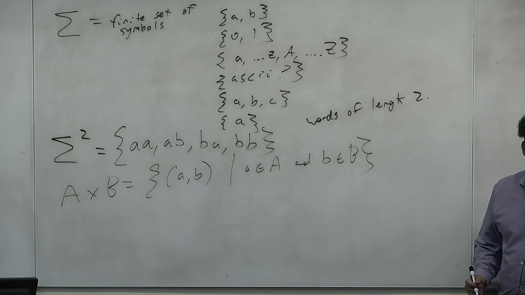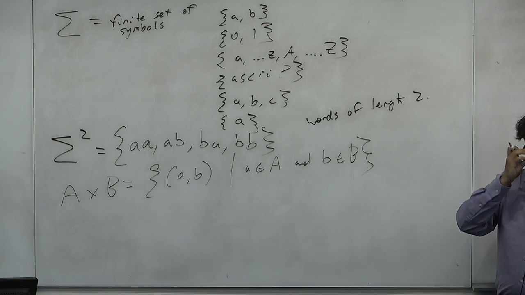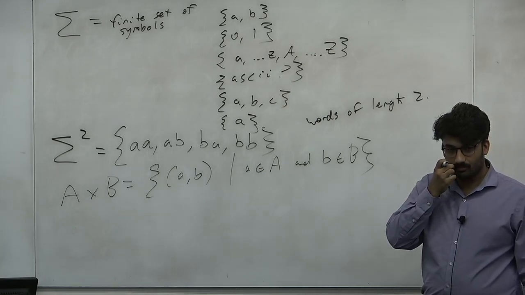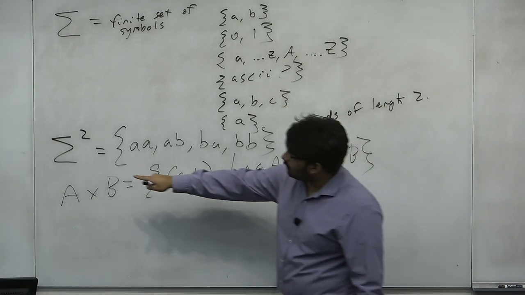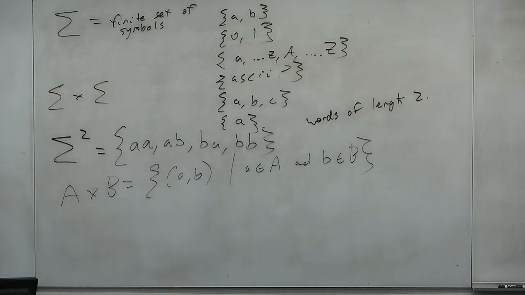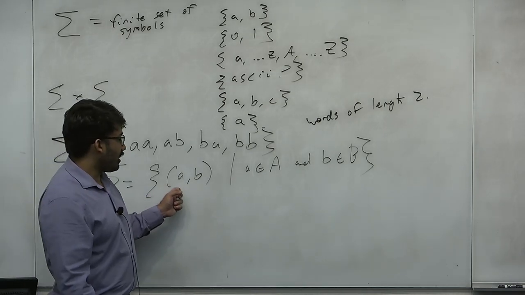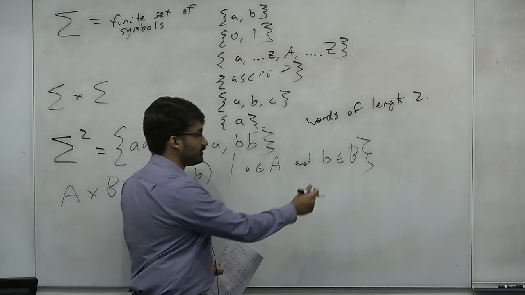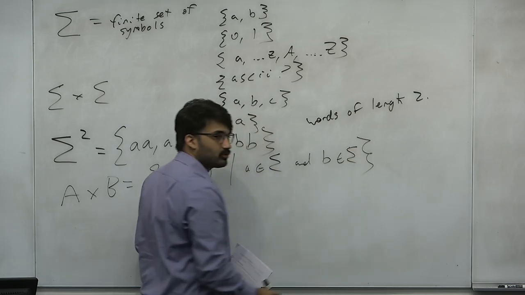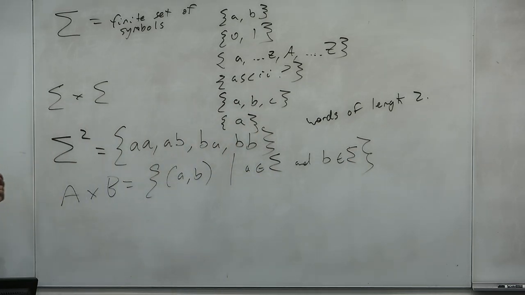Questions? How do you get from sigma squared, which sounds like two of the same set, to A cross B? Well, sigma squared is actually just shorthand for sigma times sigma. So then A equals B? Not necessarily. You could replace sigma here and sigma here. Yeah, that's what I meant. Okay, cool. So it's all pairs. Yeah, it's not necessarily a, b, b. Right.